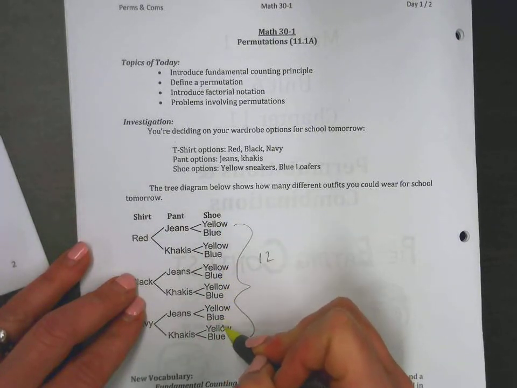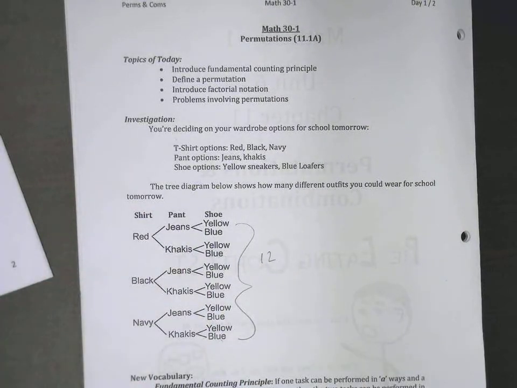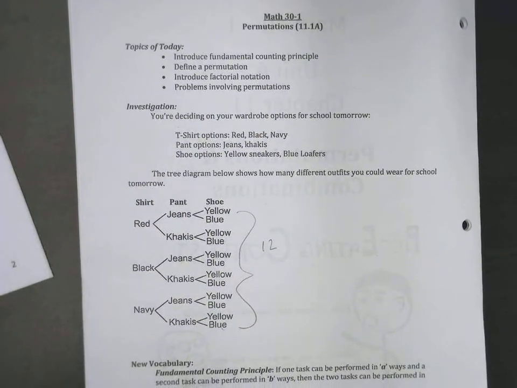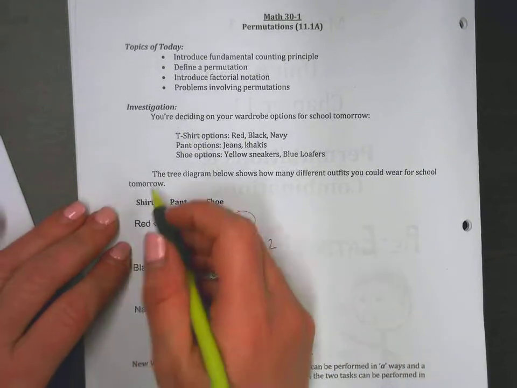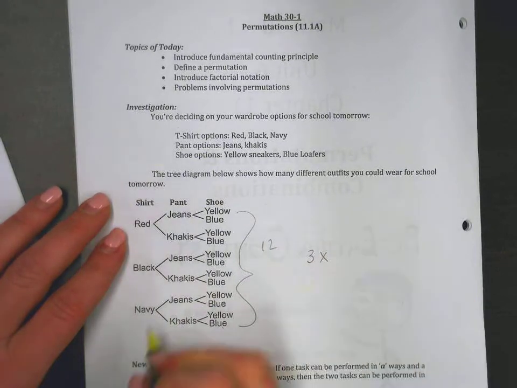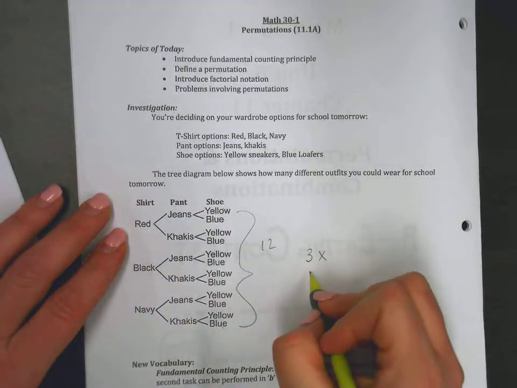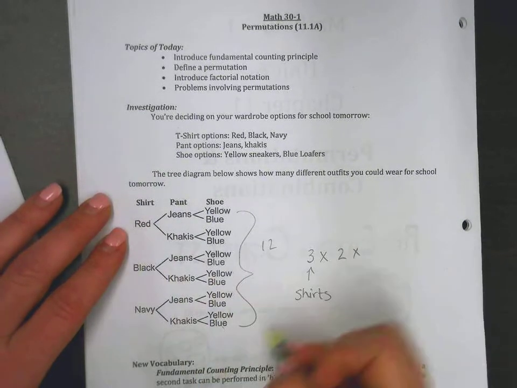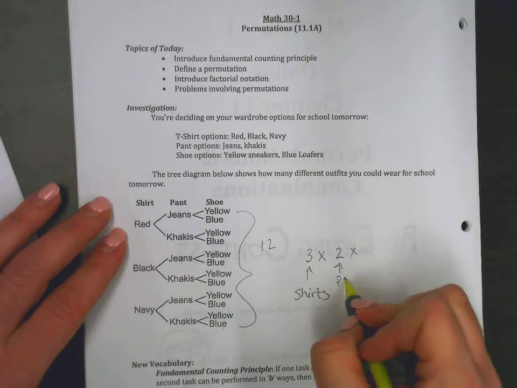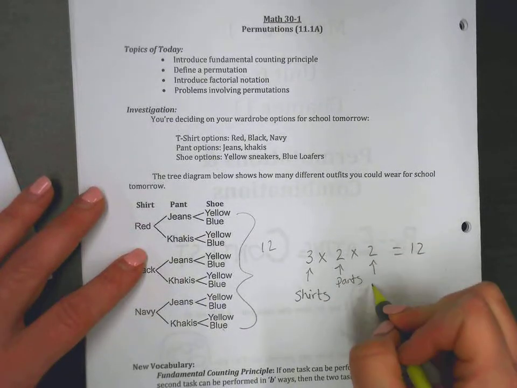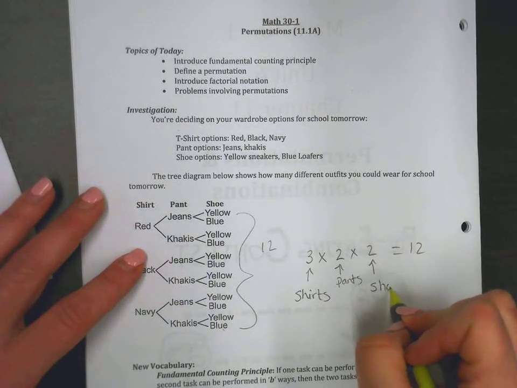What the fundamental counting principle allows us to do, because we don't want to create this tree diagram for every single possibility, is simply take the number of shirt options we have, which is 3, multiply it by the number of pant options, which is 2, and then multiply it by the number of shoe options, which is also 2. So 3 times 2 times 2 equals 12. This is a quicker way to determine the number of possible outfits.